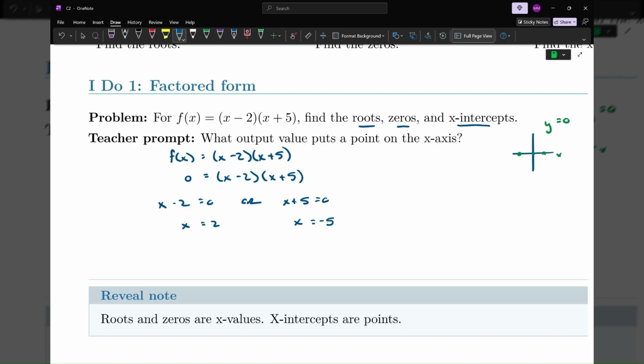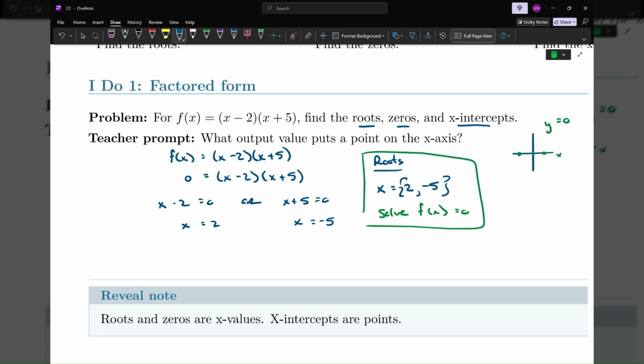Let's look at the roots first. When we're asking about roots, we're going to say straight up, x is 2, x is negative 5. Those are the roots. Roots solve the equation f of x equals 0. I'll put this in green actually. So they solve the equation f of x equals 0. So there are our roots.